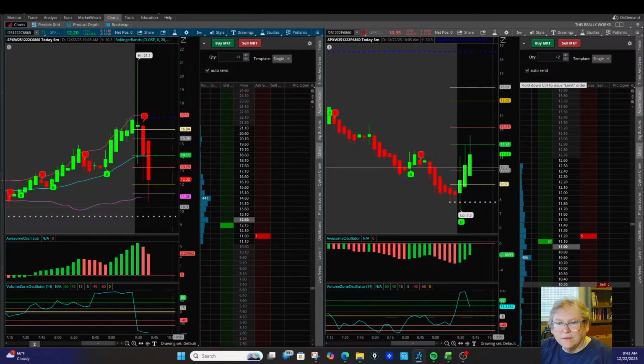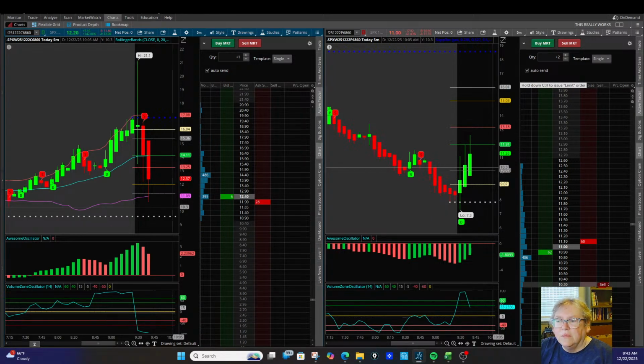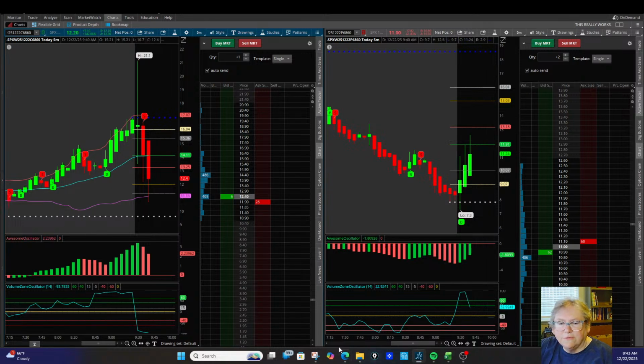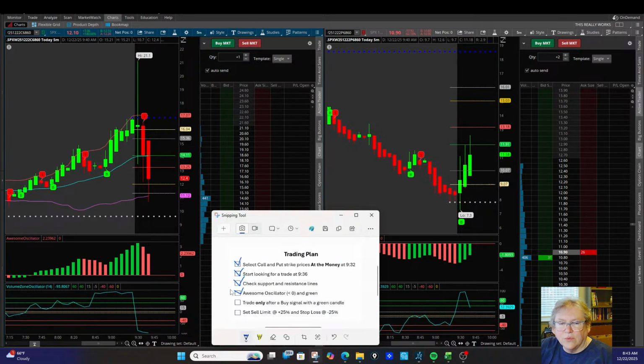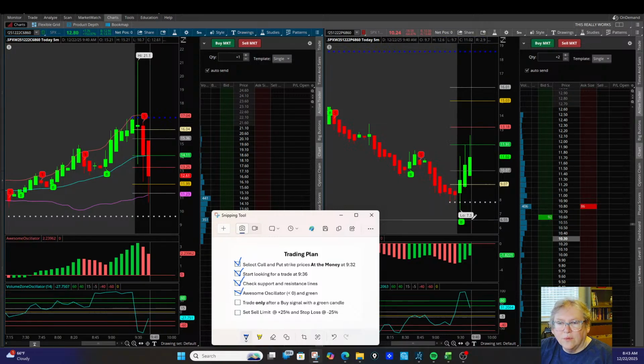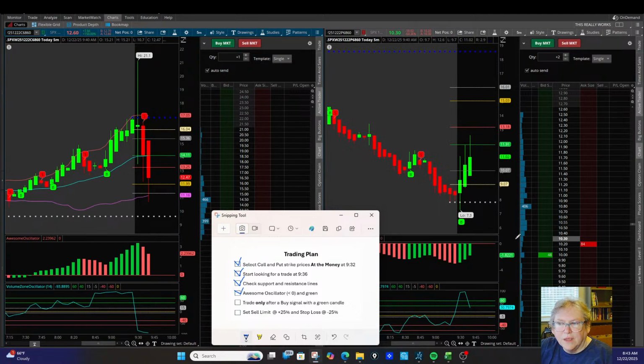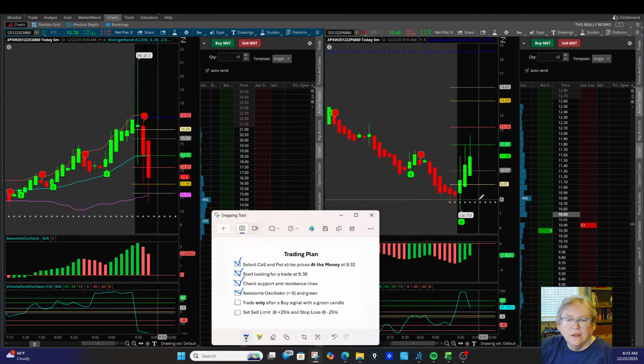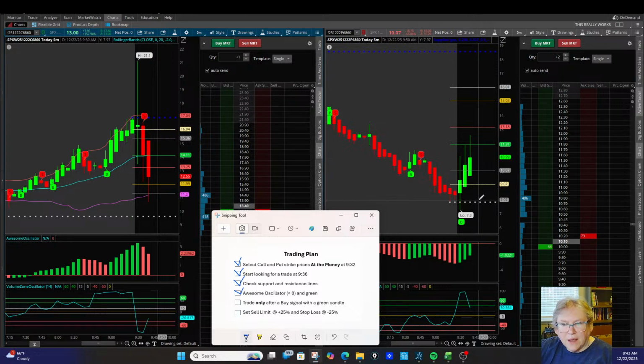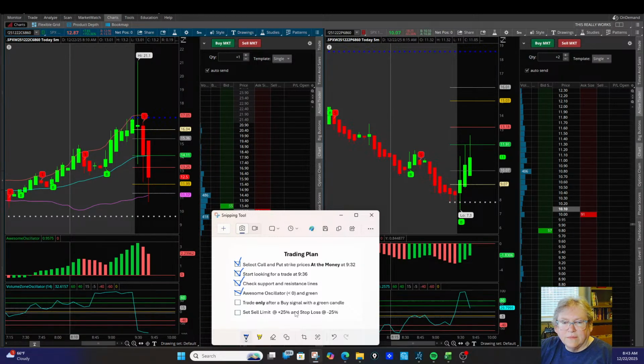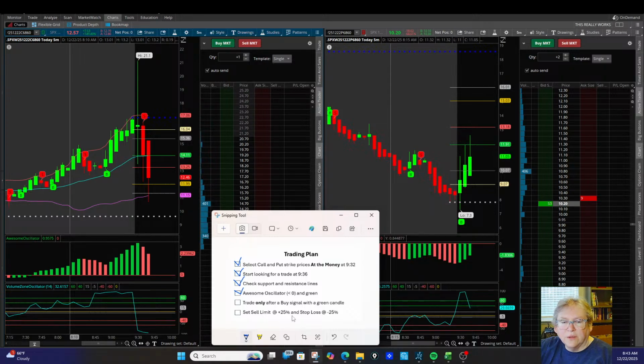Last Tuesday I had a terrible trade. I lost quite a bit of money, but it was because I did not follow every single one of these rules. I traded and there was not a buy signal, and so I ended up losing on that. So I made this little trading plan up, and I follow it exactly.